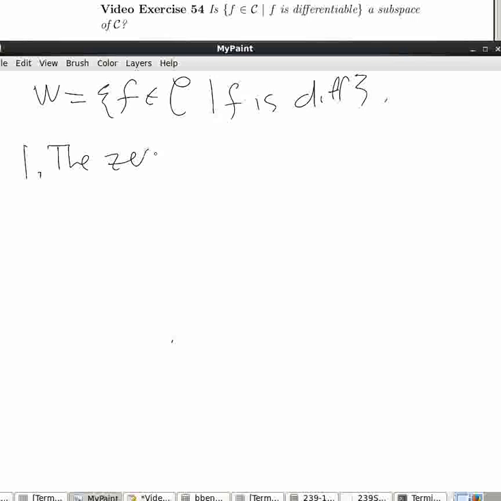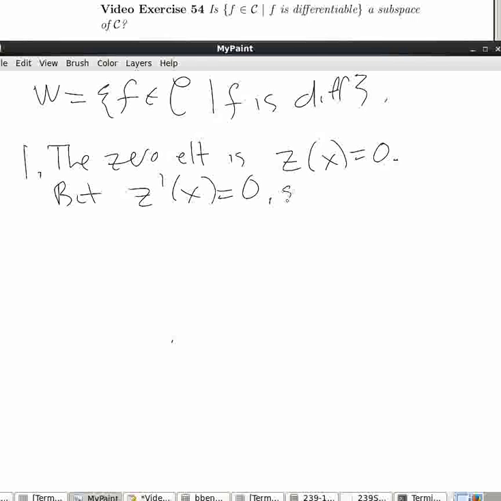The 0 element is z of x equals 0. But z prime of x is always going to be equal to 0 because the derivative of 0 is 0. So z of x is differentiable. We know that constant functions are differentiable, in other words. So z of x is in W.